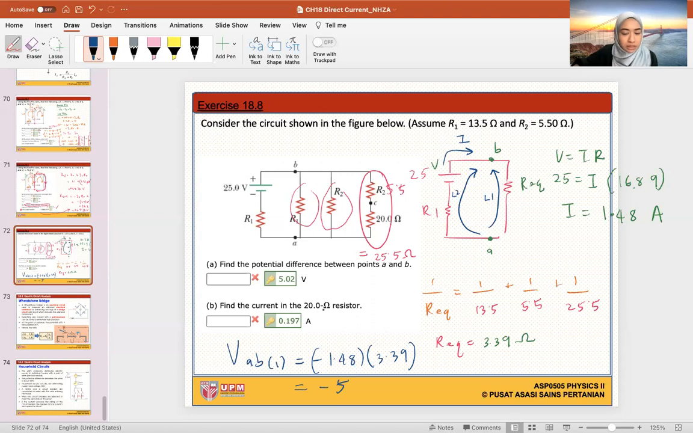Okay, it's fine. Find the current in the 20 ohm resistor. The 20 ohm resistor is over here. I want to know what is the current flowing in here. Remember, if we have an I, this is our I total that flows in the whole circuit. This I meets a junction, it should be divided into several, let's call this I1, I2, I3, and I4.